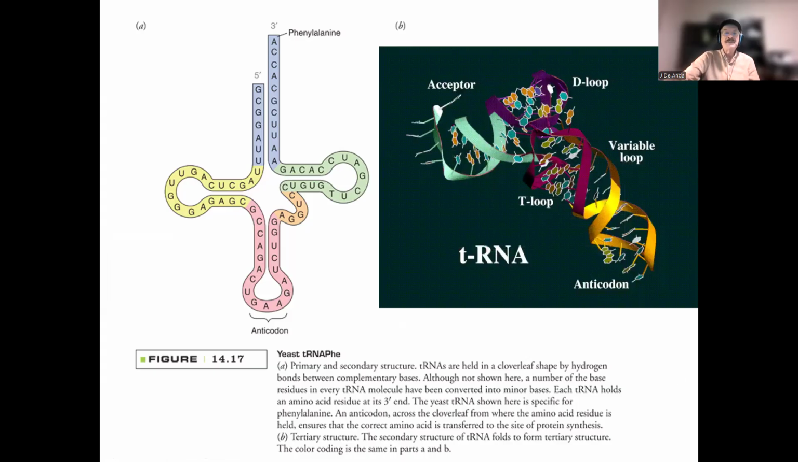This is another representation of it. Again, you can see over here on the bottom right where the anticodon is. This is a sequence of 3 bases that will match the corresponding codon in the messenger. There are several loops here in the structure, and at the very end here is where the amino acid is going to be added so that it can then be transferred to the growing protein chain.